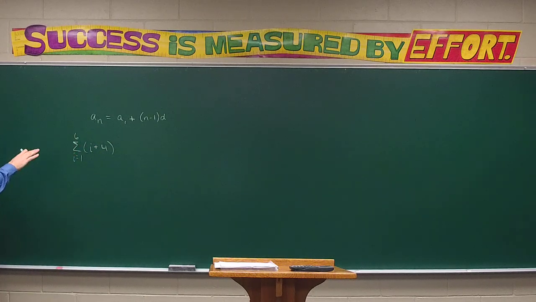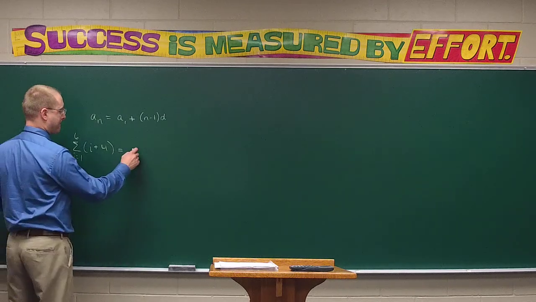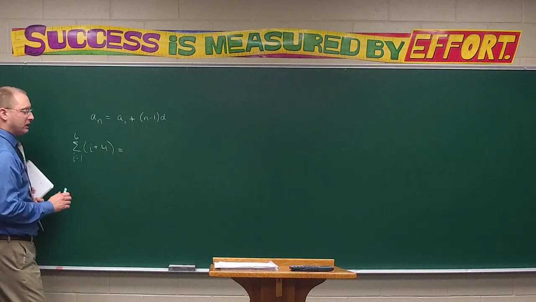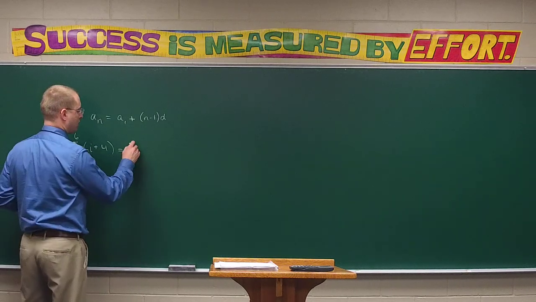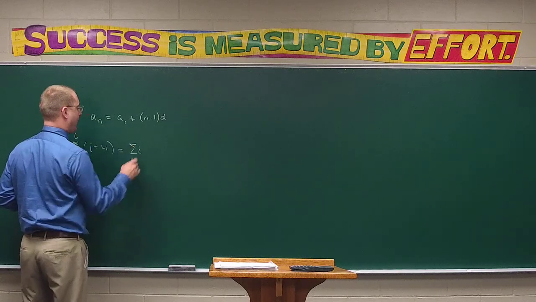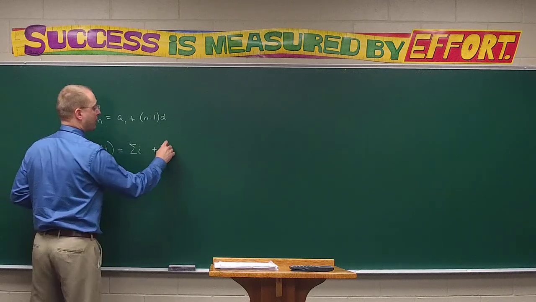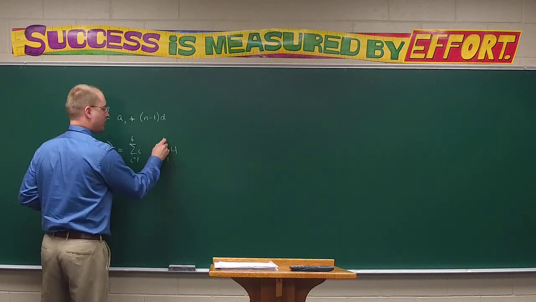Well, anytime you have a polynomial series, we want to split it up. Kendall, how do I split this thing up? You have the 1 as the i. Okay, we take the series of i, and then the series of 4. Again, in each case, the same upper and lower bounds.